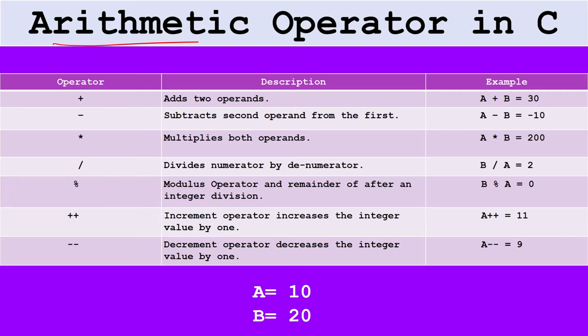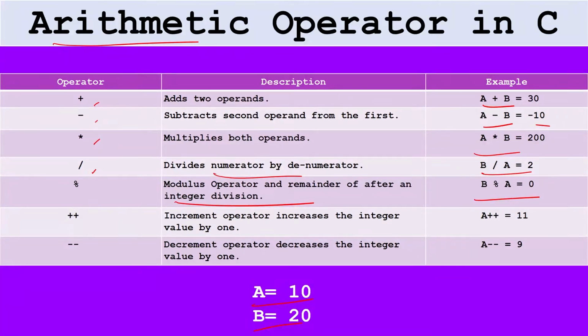In the previous video we performed various operations with this: plus, minus, product and division. To add two numbers, say A and B, where A equal to 10 and B equal to 20, we use A plus B. To subtract them we use A minus B and the answer comes minus 10. To multiply them we use A product B, and to divide we use B by A, which gives the answer 2. To find the modulus, B mod A, it gives 0.